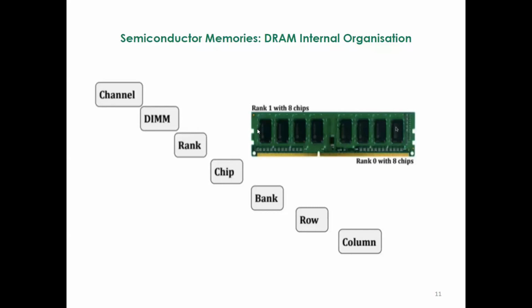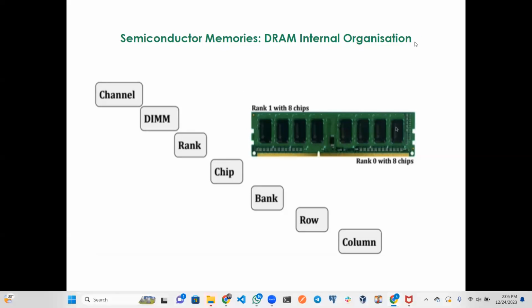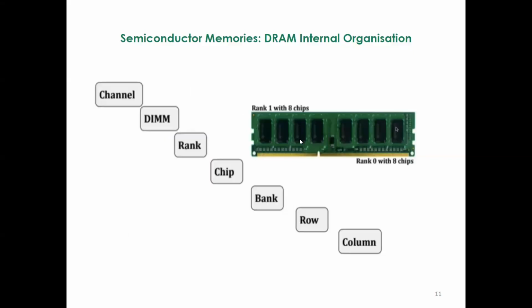So, for example, this side of the stick, with 8 chips, they give us rank 1, and then the other side with 8 chips also, they give us rank 2, and then you have your DIMM, okay, being your DIMM and your DIMM, and it gives you multiple channels as well.